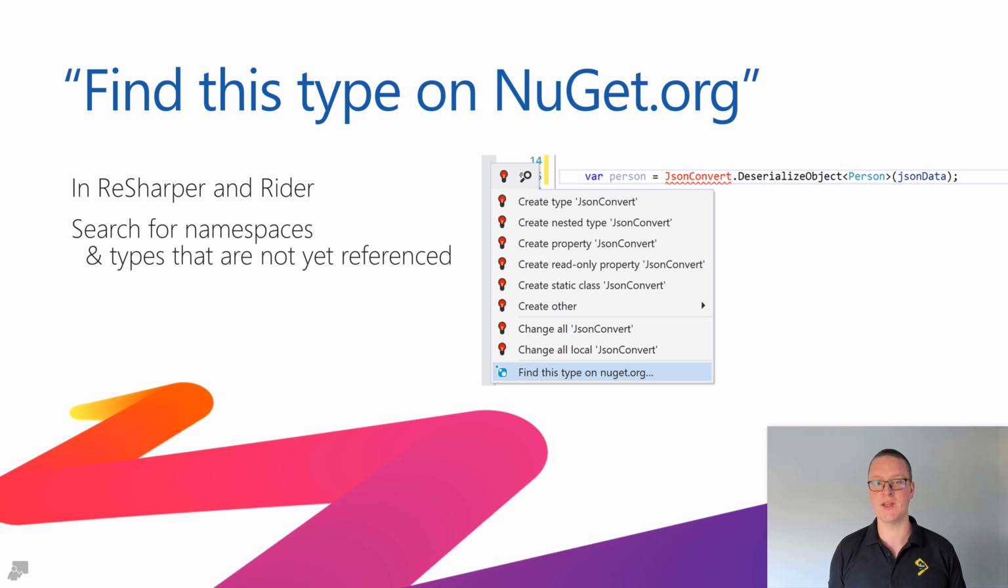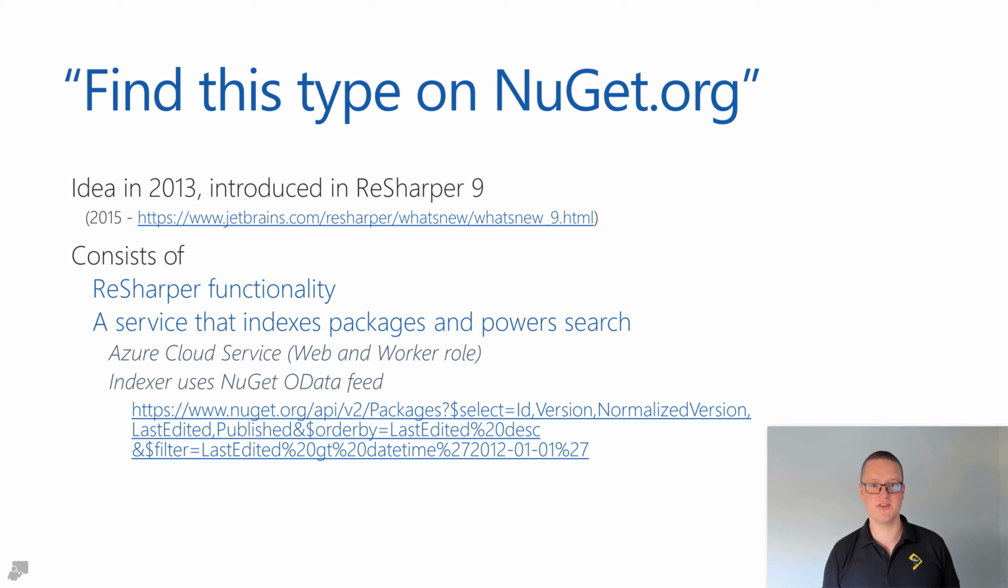So if you invoke it on JsonConvert, it will reach out to an API that we have, search for JsonConvert and which packages contain that type, and then offer you to install Newtonsoft.Json, and then you can continue coding happily after that. This functionality was introduced in ReSharper 9 in 2015, and it consists of, of course, the ReSharper functionality, where we have that quick fix in ReSharper, where we have the integration to recognize that a type is not found or referenced yet, and so on.